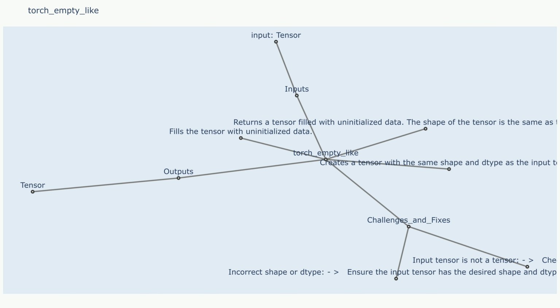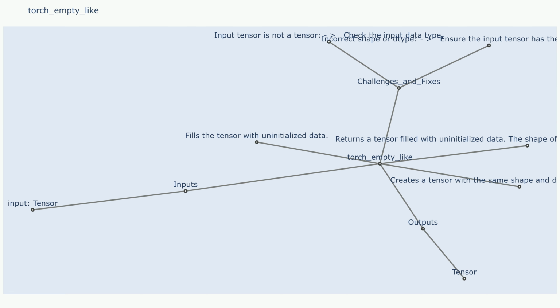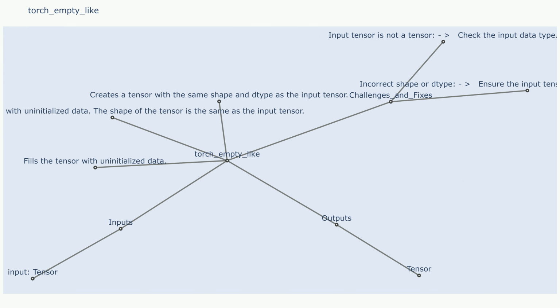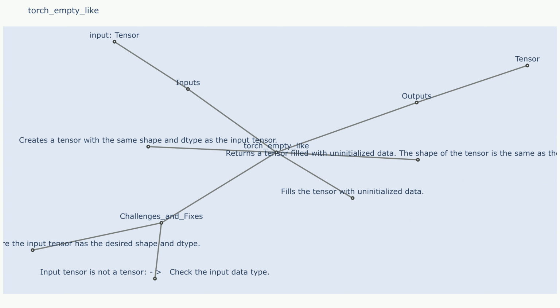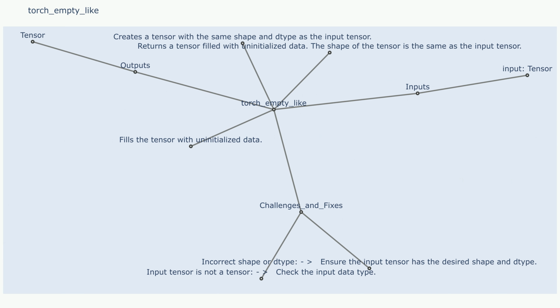torch.empty_like. Description. The torch.empty_like function creates a new tensor with the same size and data type as another tensor, but with uninitialized data. It's a convenient way to create a tensor with the same shape as an existing one without having to specify the size manually. Inputs: input, the tensor whose size and data type will be used to create the new tensor. Outputs: output, a new tensor with the same size and data type as the input tensor, but with uninitialized data.